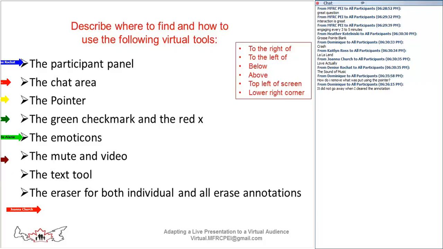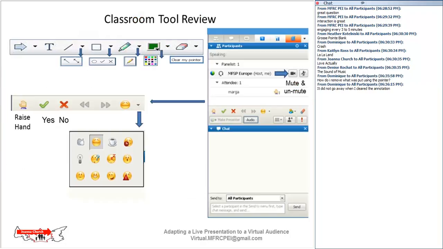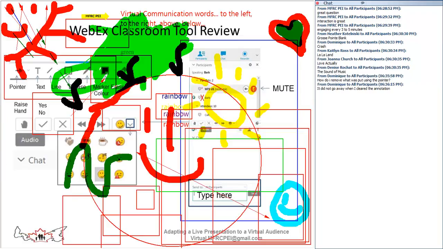Super, wonderful. Okay, so I'm going to ask you, Denise, to describe for your class how to find the participant panel using the descriptive words that we talked about. You'll find the participant panel to the right of the screen, and you see the word participants at the top.